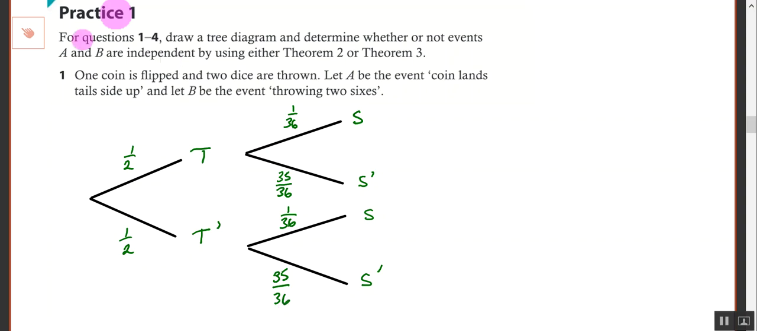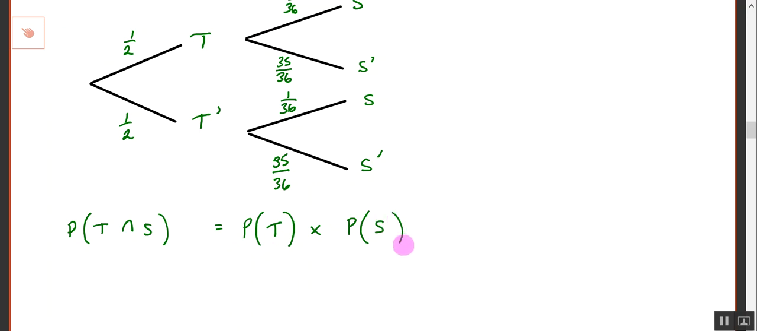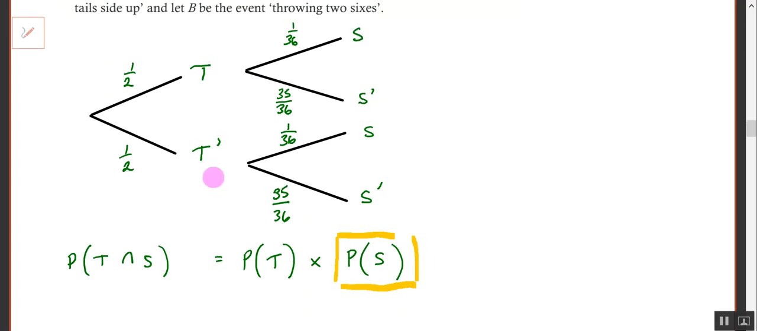So theorem two then. Which one's theorem two? So we're going to do the probability of T and two sixes, tails and two sixes, should be equal to the probability of tails multiplied by the probability of two sixes. The one to focus on is that one, because that's where we've got to have more options. So first of all, let's work out the probability of T and two sixes. Which route is that? Top one, good. It's this route here.